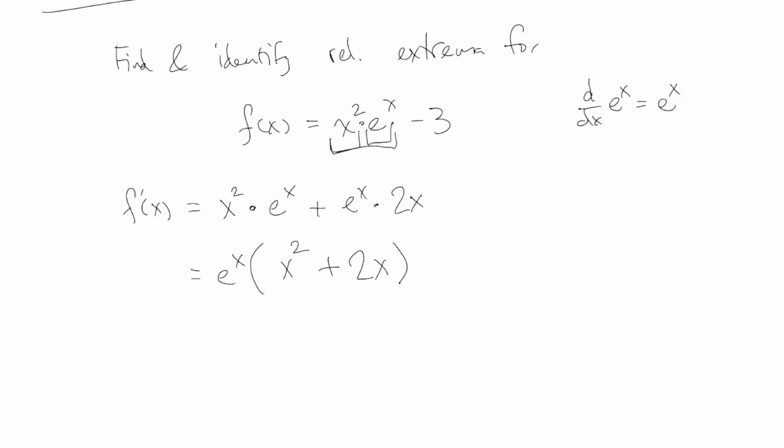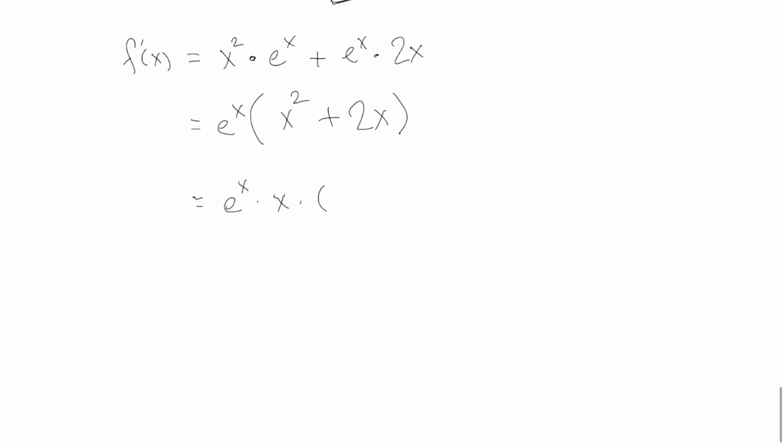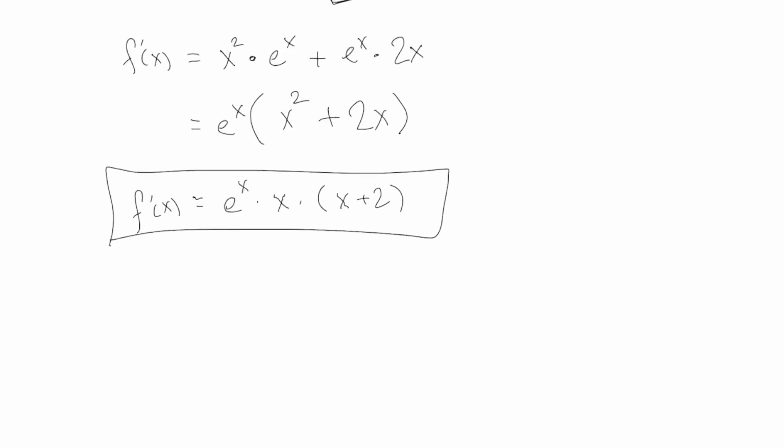I'm starting to feel a little bit better about that. And I think actually you can further factor this thing here. Can anyone say how to factor a little bit more here? Yeah, take out x. You can factor out x from that. So this is as good as it gets. e to the x, and then what's left over is x plus 2, right? That is my fully simplified formula for the derivative.